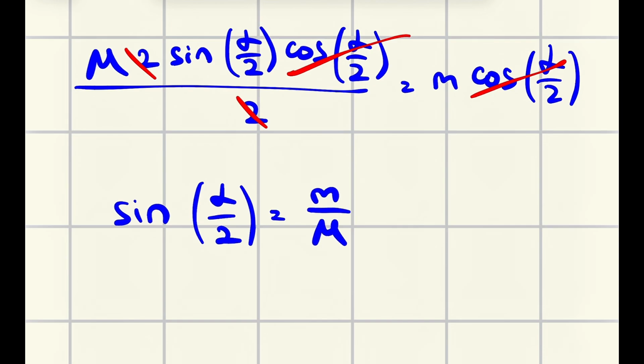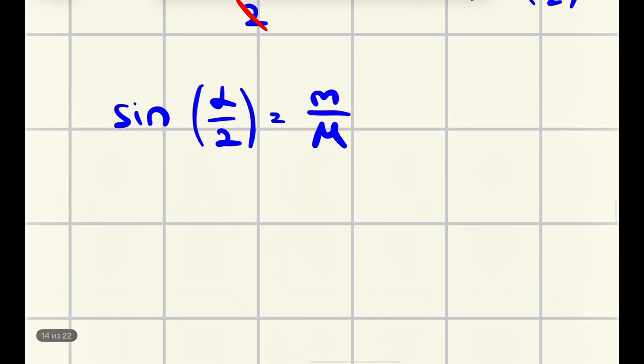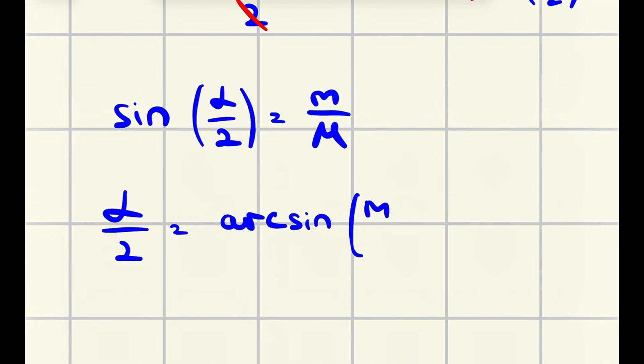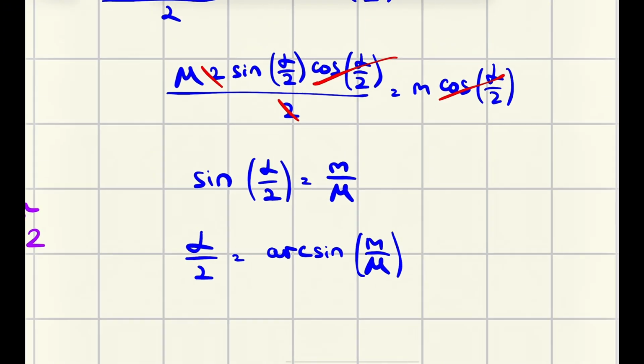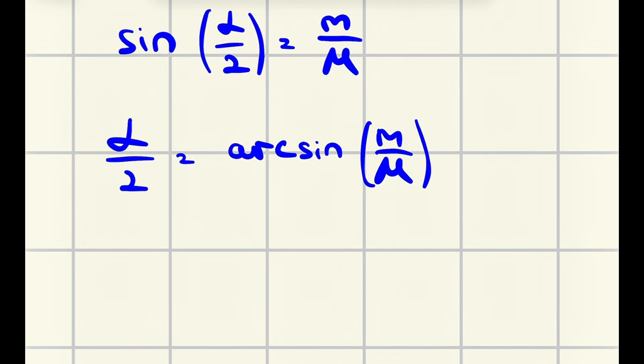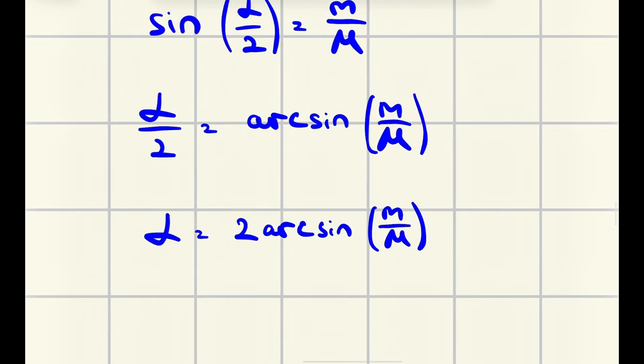Okay, I hope that we didn't forget anything. Okay, and we need to find the meaning of alpha. That's why let's make it like this. This thing has to be arcsine m divided by M. Yeah, and also one more thing which is important, that this is alpha divided by 2, but we need to find the meaning of alpha itself. That's why it has to be double arcsine m divided by M. Okay, this is the answer of our problem.